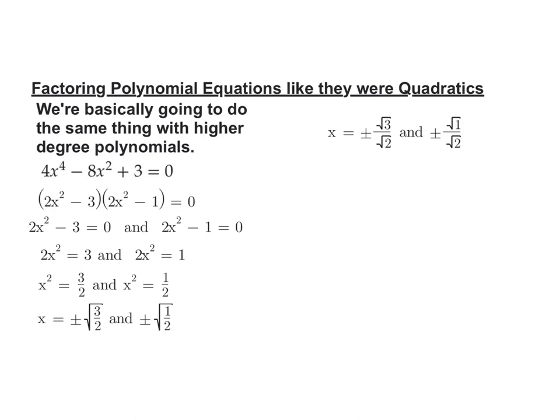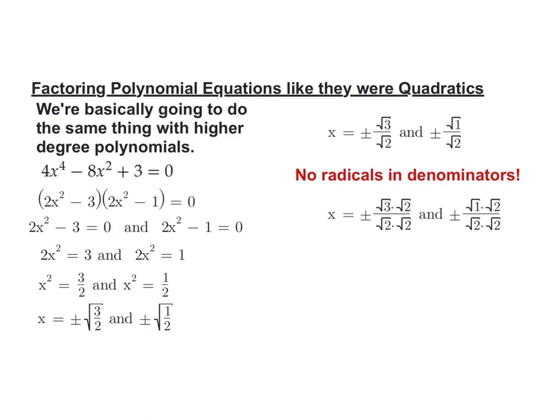Any issues with that? Correct. No radicals in denominators. Well, they were always there. Okay. So, what do I do now? How do I get rid of those radicals in the denominators? You multiply both top and bottom times the square root of 2. We rationalize the denominator.